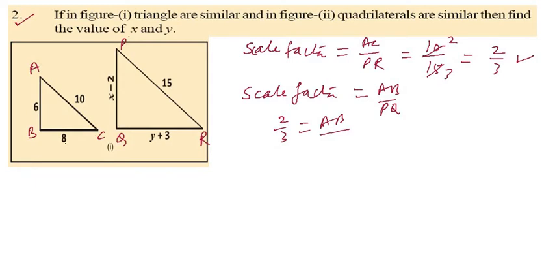AB upon PQ. As you know, AB is 6. You can see here AB is 6. So you can put the 6, and PQ is x minus 2. You can see here it is x minus 2. Now do the cross multiplication.